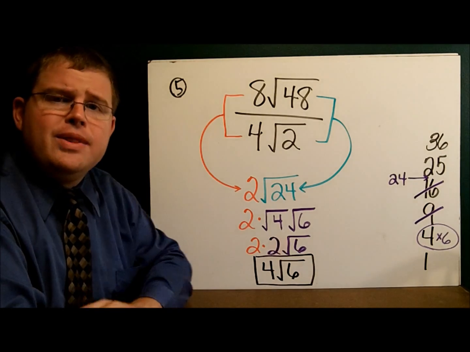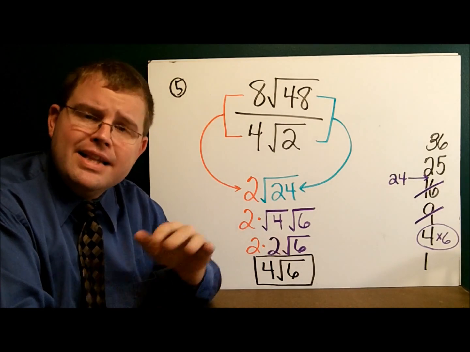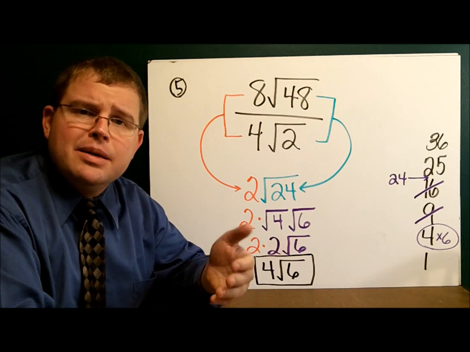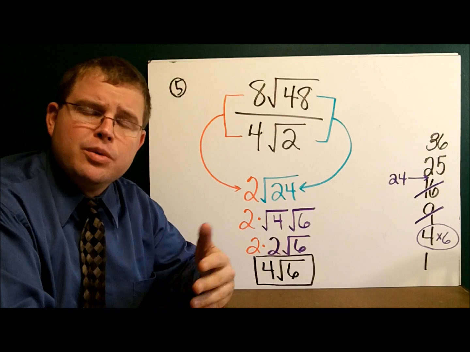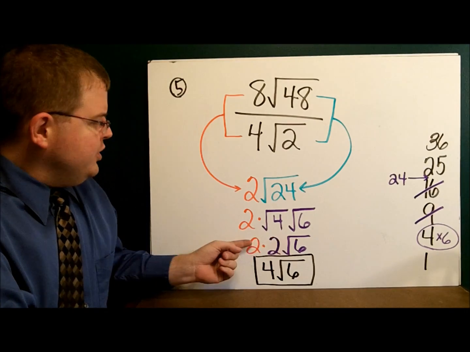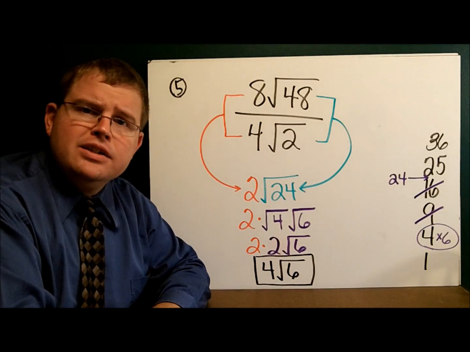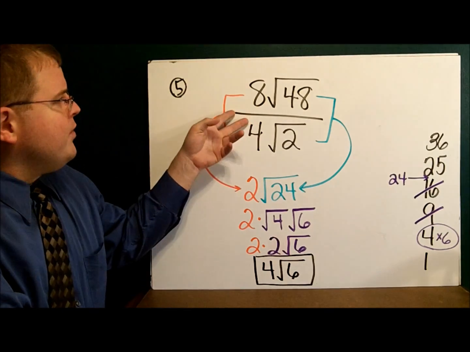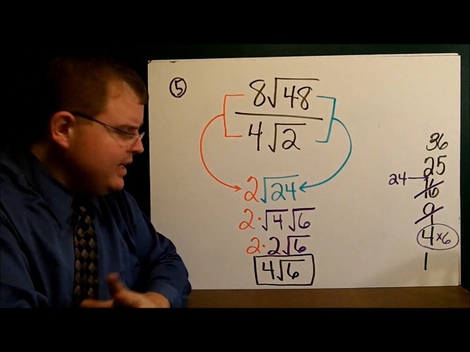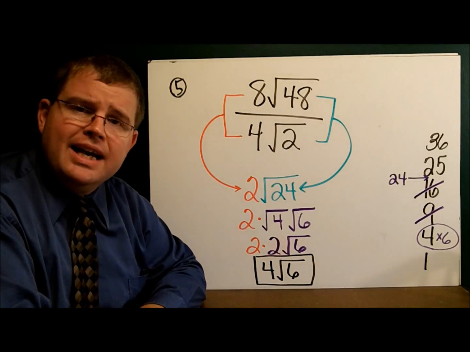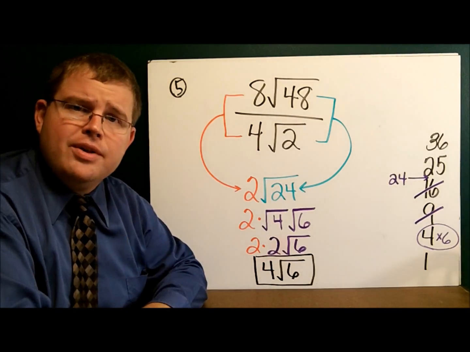Don't forget that 2 that was out front, the coefficient, that needs to come down with us. Sometimes it's very easy to lose that as you're working through a problem. 2 times 2 is 4. We have 4 square roots of 6. So the quotient, the result from dividing these two numbers, is 4 square roots of 6. Let's look at another example.